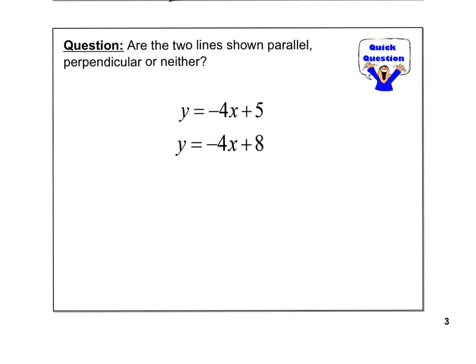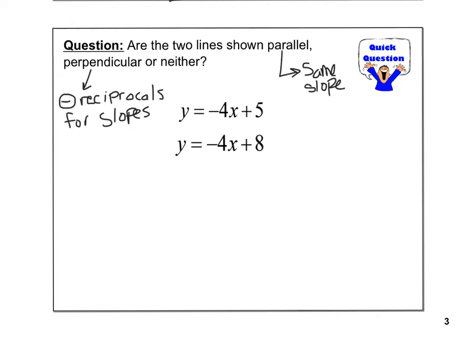Okay, so here's a question. Here are two equations of lines, and it wants to know if they're parallel or perpendicular. In order to solve this problem, we need to remember our definitions of parallel and perpendicular, and I've written them up there. I'm going to start off by looking at the slopes, because you'll notice both parallel and perpendicular depend on the slopes. You'll notice that the slopes of each are -4.